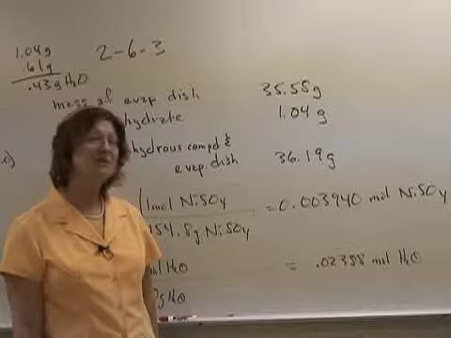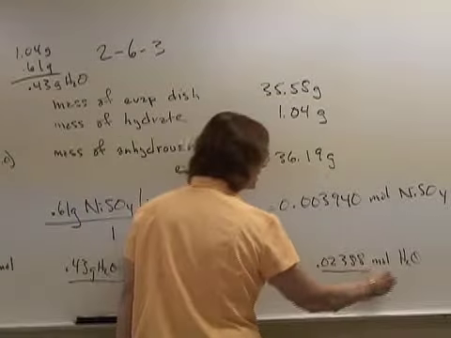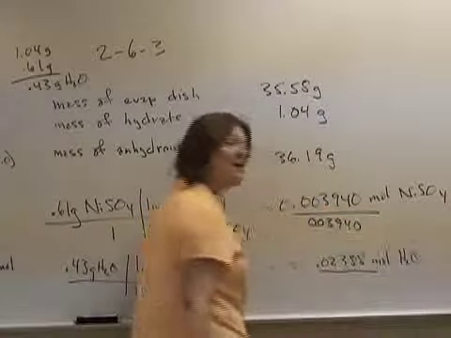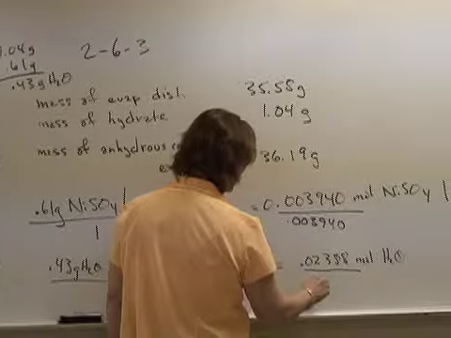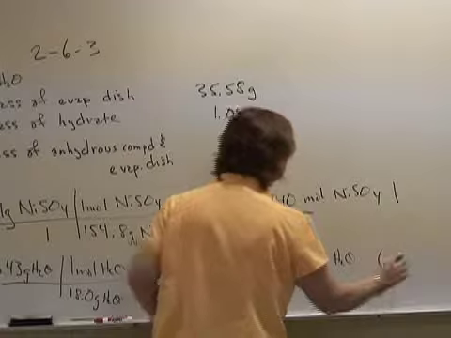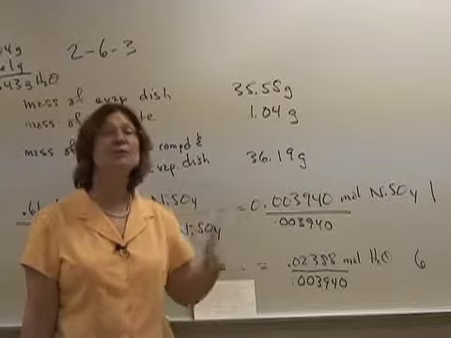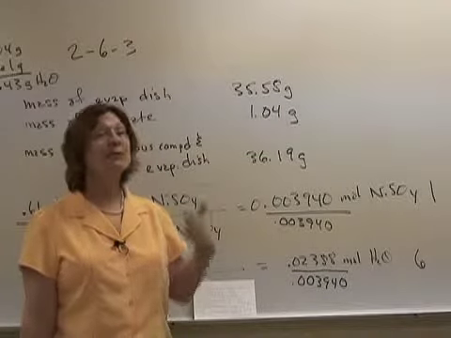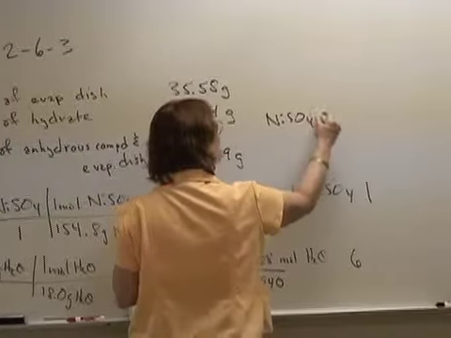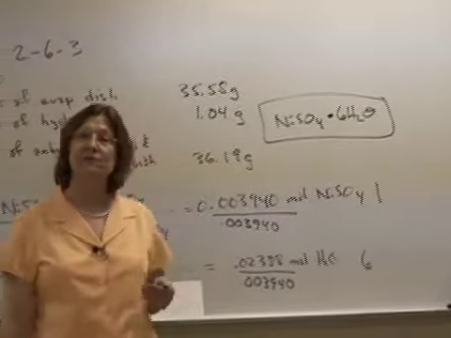Now, the next thing I must do is divide by the smallest. Well, this number is much smaller than this number. Therefore, I divide it into both numbers. And I get 1 nickel 2 sulfate and 6 waters. The ratio of the anhydrous compound to the water is 1 to 6. That is the ratio. The empirical formula for the hydrate would be nickel sulfate with a dot and 6 waters. That is how we write the hydrate formula.